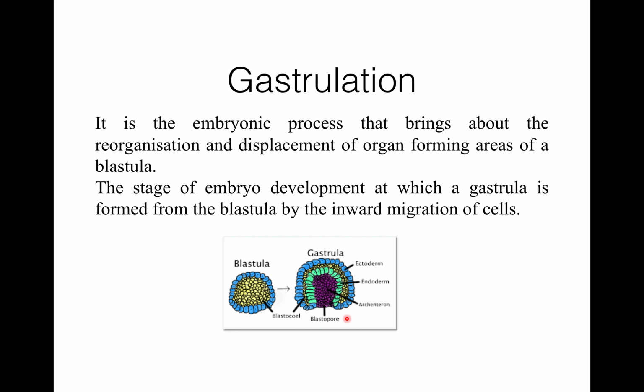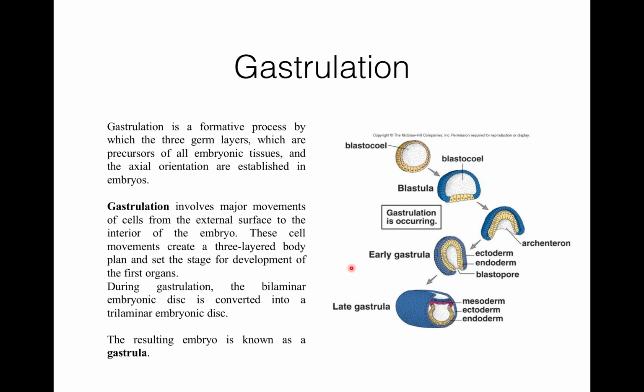Gastrulation is a formative process by which three germ layers, which are precursors of all embryonic tissue, and the axial orientation are established in the embryo. So here you can see three germ layers: endoderm, ectoderm, and one more, mesoderm. Gastrulation involves major movements of cells from the external surface to the interior of the embryo, and this cell movement creates a three-layered body plan and sets the stage for the development of the first organs.